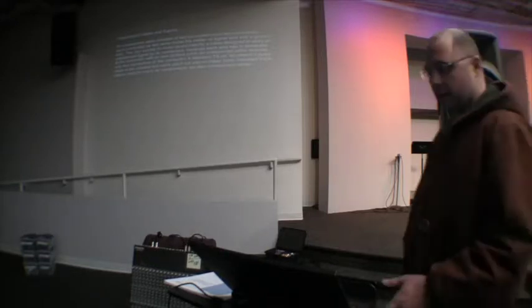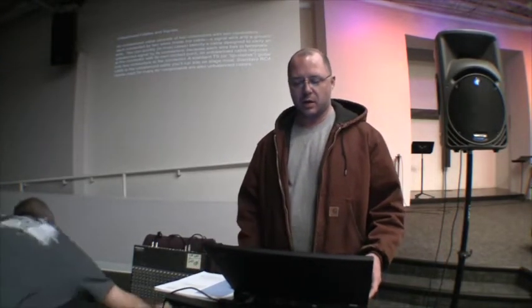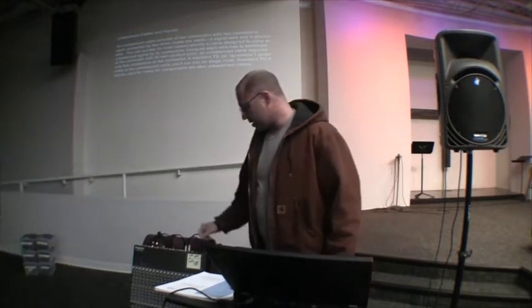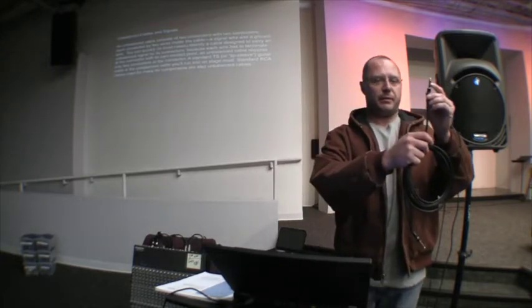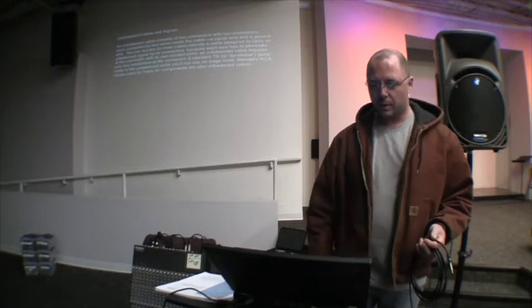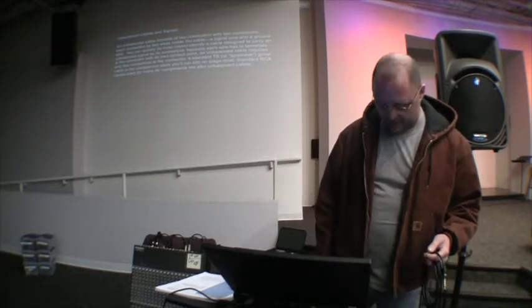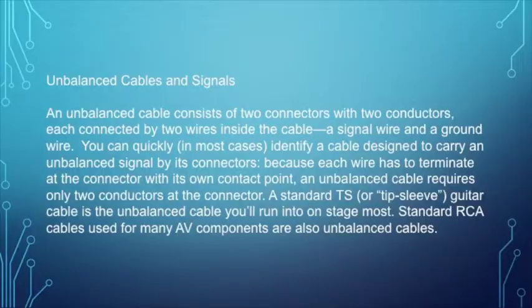That's probably why. Yeah. So understanding the difference between an unbalanced and a balanced cable is critical because, and I'll show you why here in a little bit. Unbalanced cables and signals. An unbalanced cable consists of two connectors and two conductors. This is the one I'm talking about, the mic or the guitar cable right now. So it just has the tip and the sleeve. So it has a signal and a ground wire.